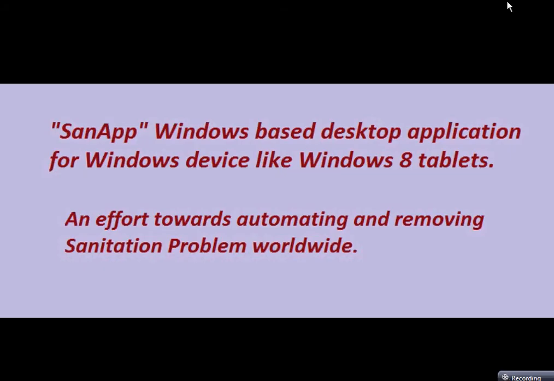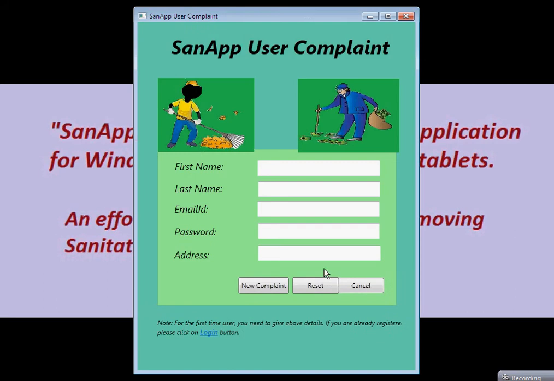Now let's start with the actual implementation of this application. Here is the SanApp user complaint application. The user can use this application to log their complaints. For the first time, the user needs to give the below details. For example, Priyank Maheshwari. Now the email ID, the password, and the address. That is 10 Gokul, Pune, India.